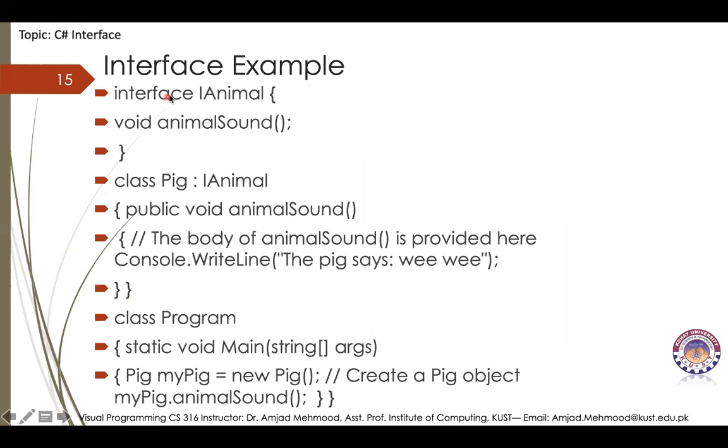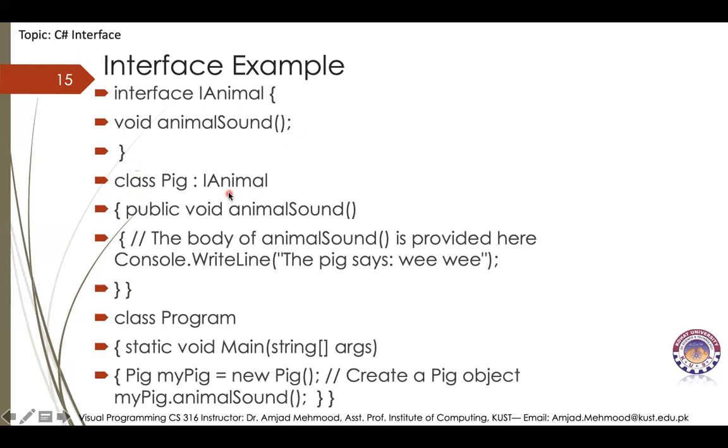Here you can see the interface IAnimal. Now this is the method. As we know, in interfaces, methods are by default abstract and public. Abstract means that you need not provide a definition, and public means that you need not write the access modifier here. So you need not define it. By default they are public.